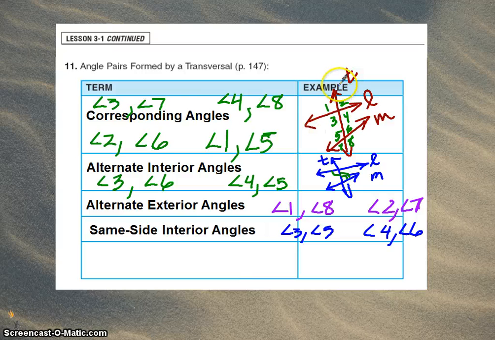We also have our vertical angles going on and our linear pairs going on and all of that stuff. So there's a bunch of angles happening here. And these are the angle pairs formed by a transversal.